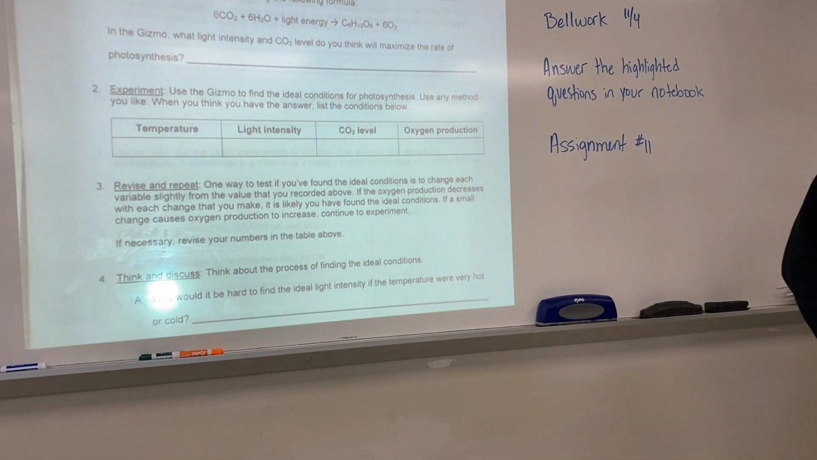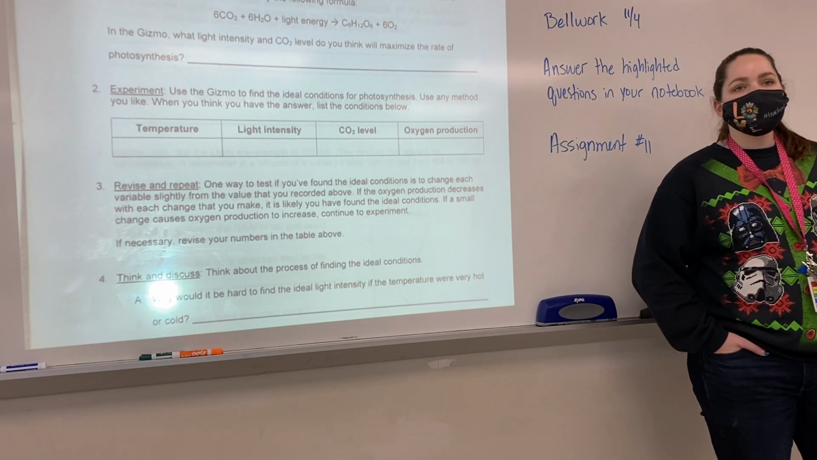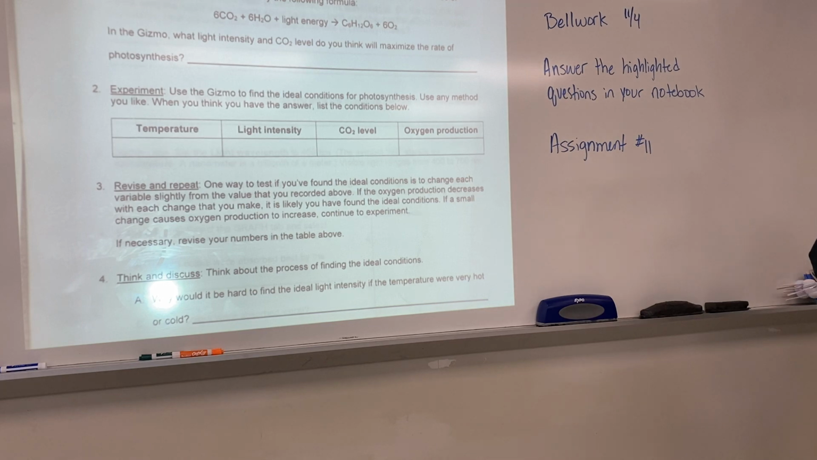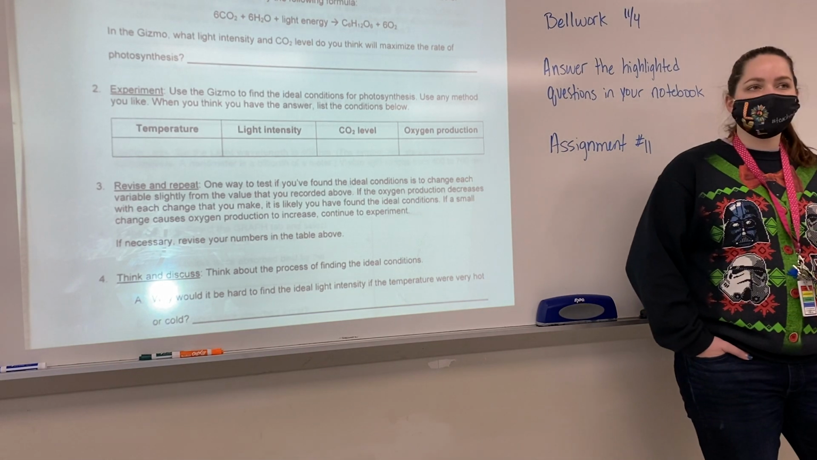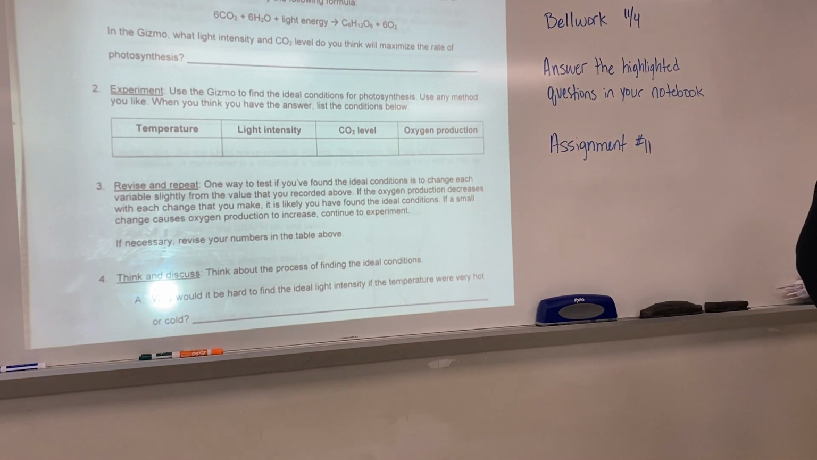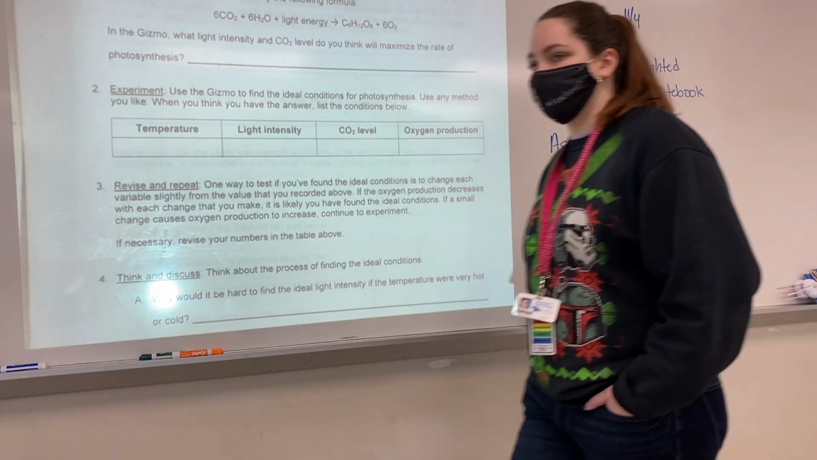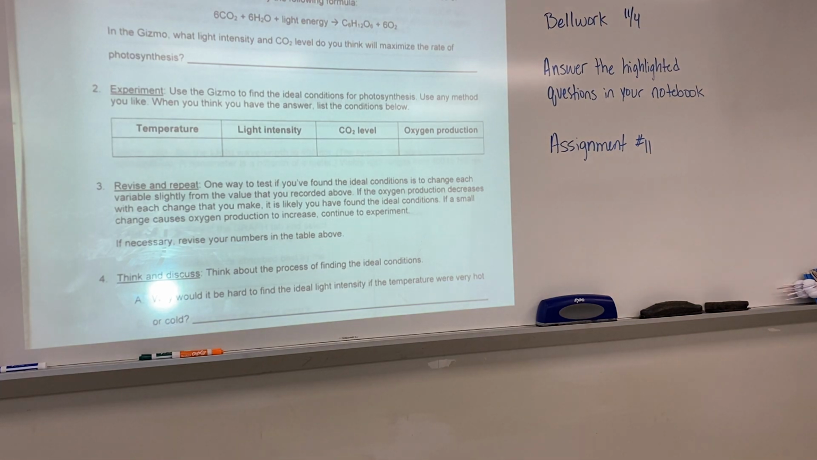So we're going to go back to our little plant. We're going to see at what temperature, how much light intensity, and what CO2 level is going to make the most oxygen for the oxygen production. So we need to have this table, and then we need to go back and figure out what our numbers for that table will be. Everyone should be drawing the table in their notebook. So everyone has this table in their notebook.